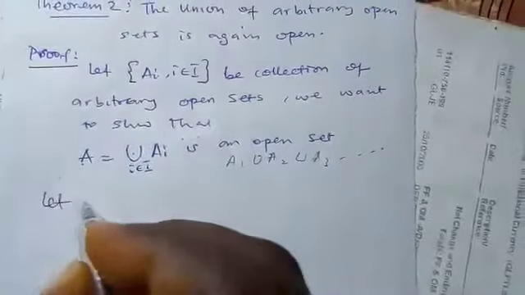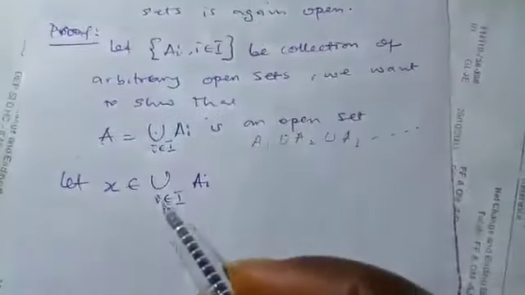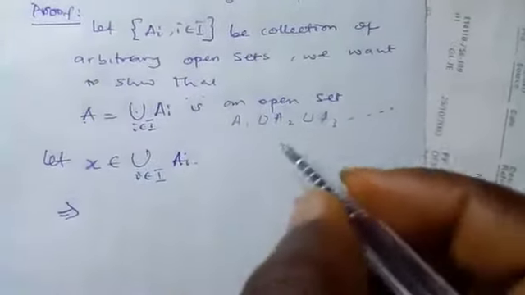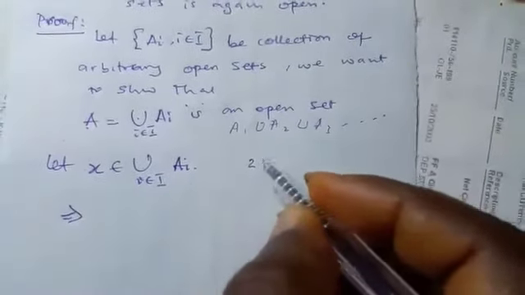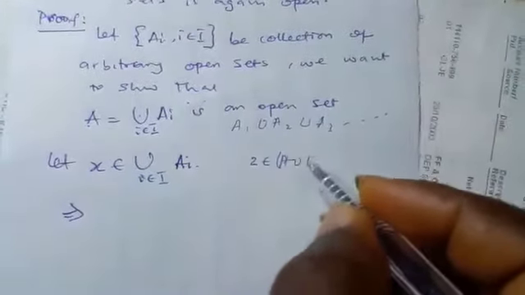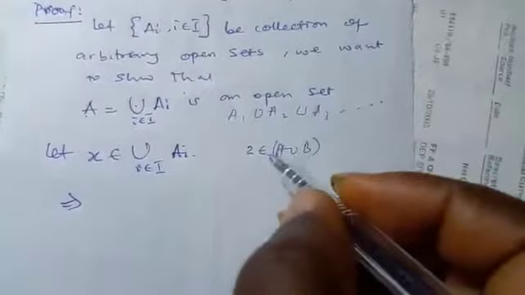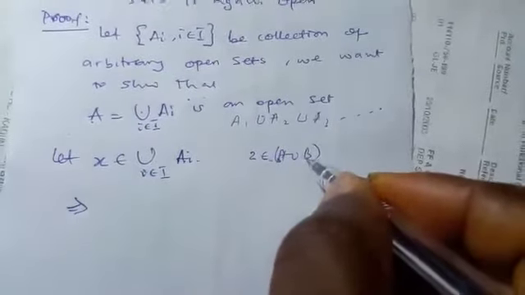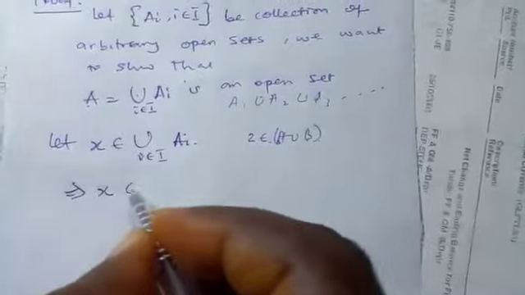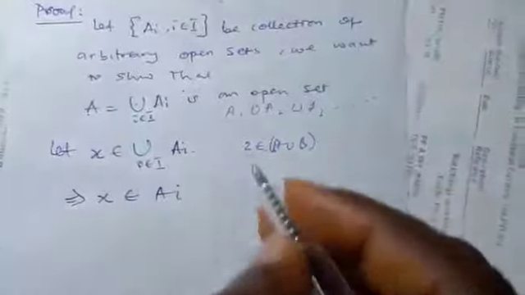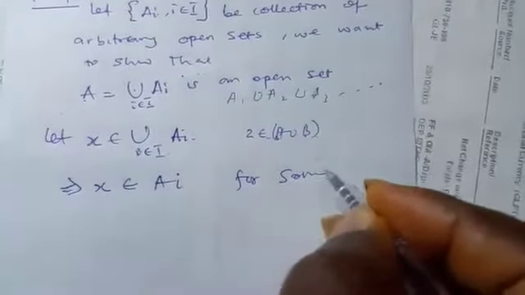So we start by saying let x belong to this. Let x belong to this. So if x belongs to the union, definitely x will belong to some of these A_i. What that simply means is that let's say x belongs to A union B. It's not necessary that x will belong to A and B at the same time. It may be that x belongs to A or x belongs to B. So we can say that x belongs to A_i, because if x belongs to the union, then x belongs to A_i for some i.